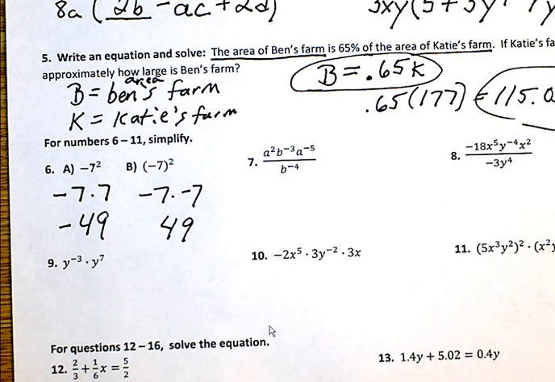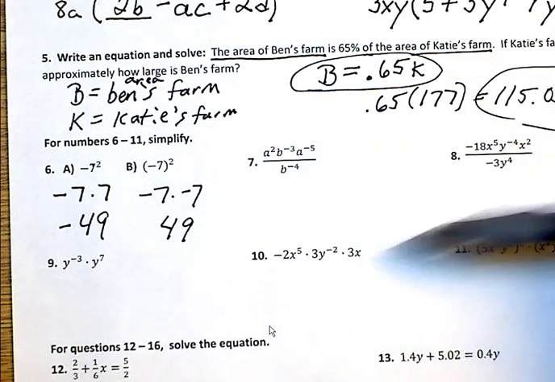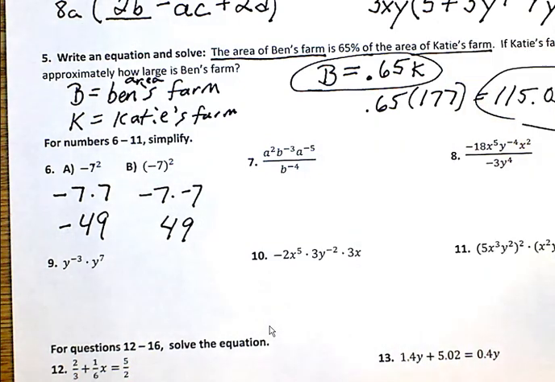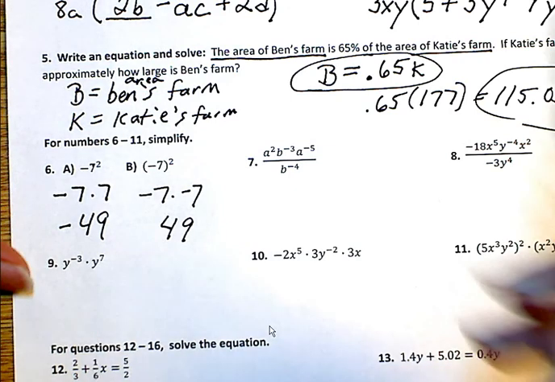Now, on 7 through 11, if you know the shortcut, when you multiply, you add exponents. When you divide, you subtract them. You do not have to do these steps. But just in case you don't know that, we're going to do all of those steps.